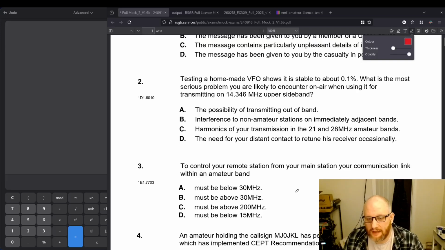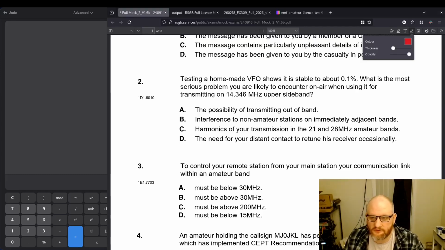B, interference to non-amateur stations on immediately adjacent bands. C, harmonics of your transmission in the 21 and 28 MHz amateur bands. Or D, the need for your distant contact to retune his receiver occasionally.